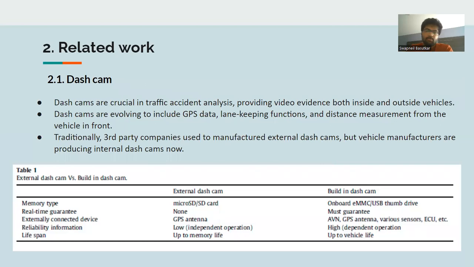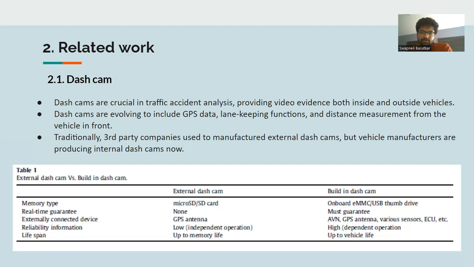So let's see some important related work that has been done before. The first thing is about dashcams. Dashcams are crucial in traffic accident analysis, like I said before, providing video evidence both inside and outside of the vehicles. Dashcams are evolving to include GPS data, lane keeping functions, and distance measurements from the vehicle in front. That's what is happening with Tesla. Everything is in software, and dashcams help a lot.